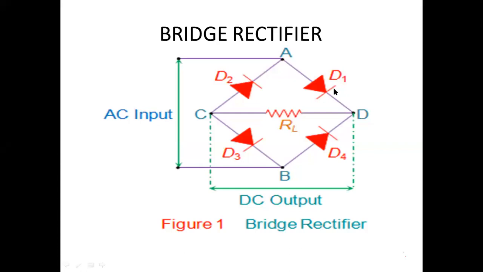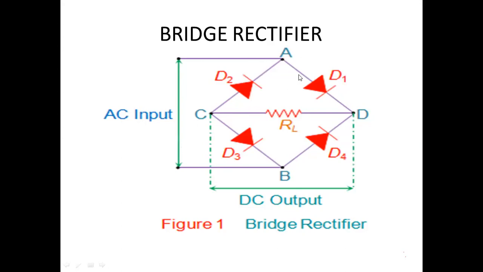See, four diodes are connected one to another, and we get four points here. Across points A and B, between these two points, I will connect the AC supply. The other two points, C and D, I will connect the load resistance. Not DC here, load resistance. Across this load resistance only, we are going to get the DC output.